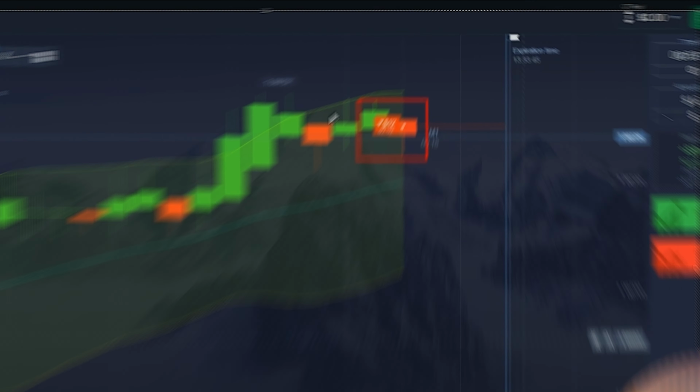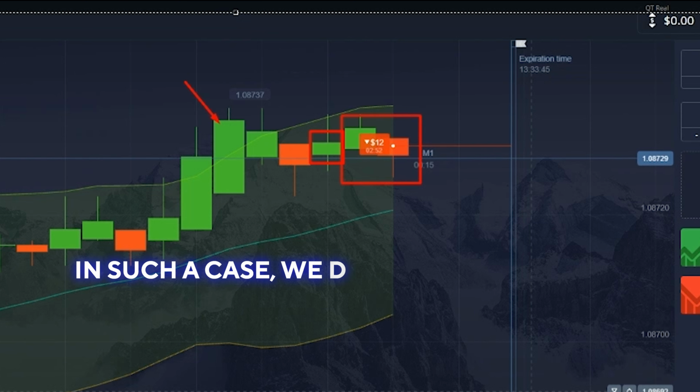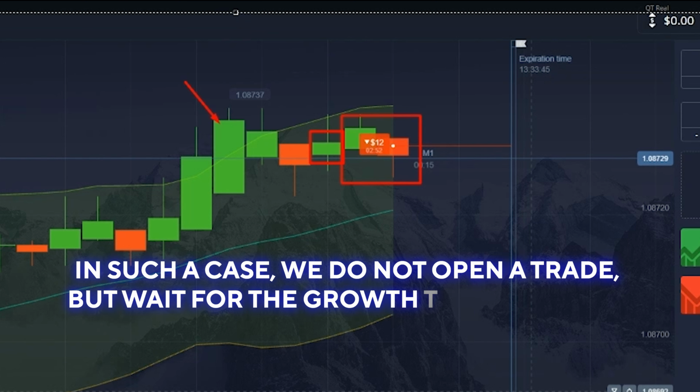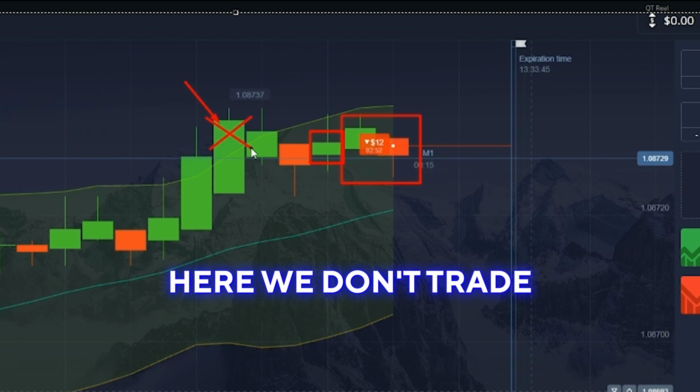And the third signal we track. The body of the last candles should be within the Bollinger Bands, that is, not go out and not touch this boundary. There are situations when the body of the candle protrudes beyond the Bollinger Bands, as in this case. In such a case, we don't open a trade but wait for the growth to end and the price consolidation phase to begin. Here we don't trade.